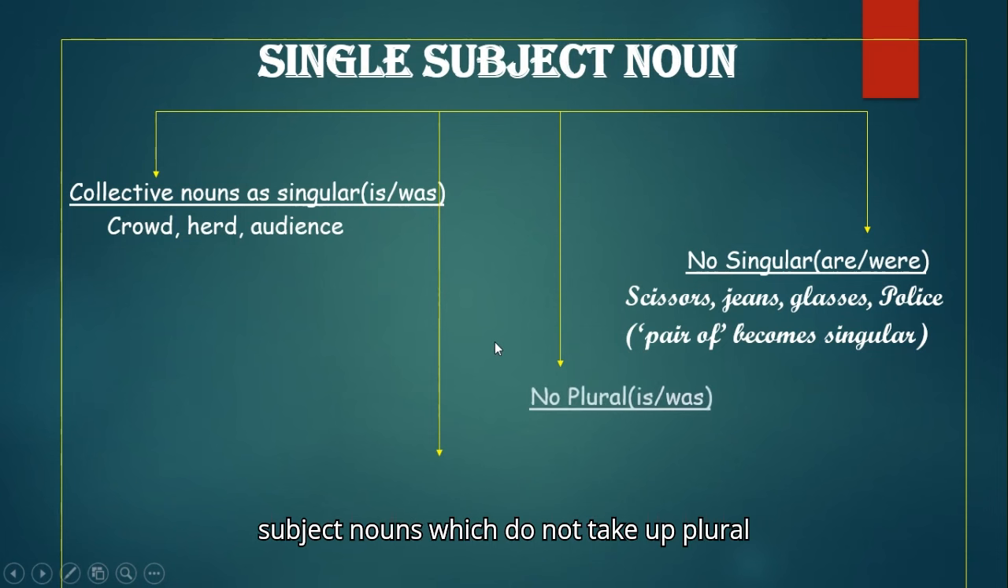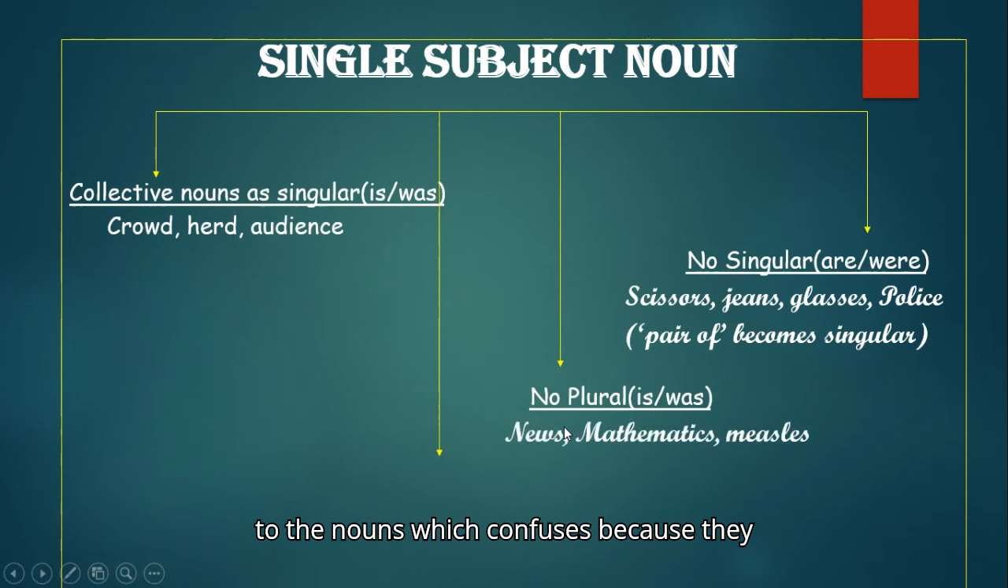Next one is subject nouns which do not take a plural form, which always occur in singular, although there may be an s added to the nouns, which confuses because they look like plurals but they are not. For example, news, mathematics, measles. These words do look like plurals but they are actually singular.